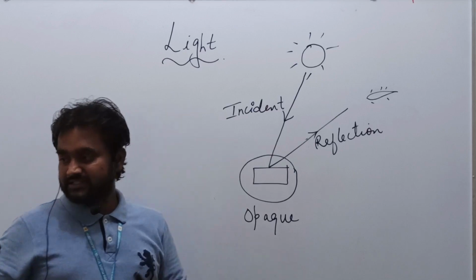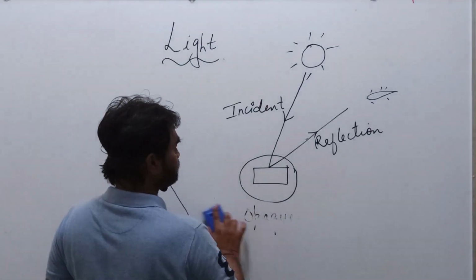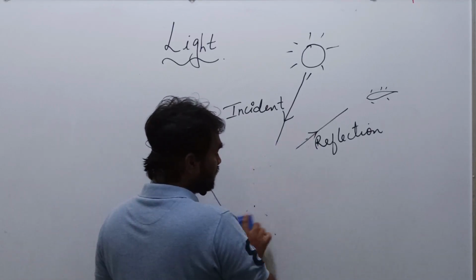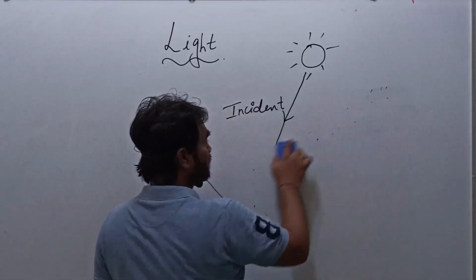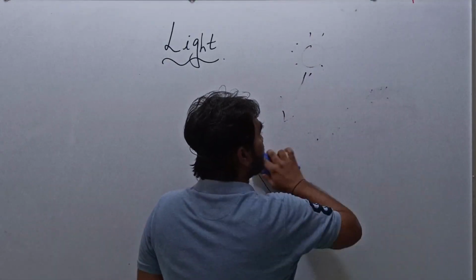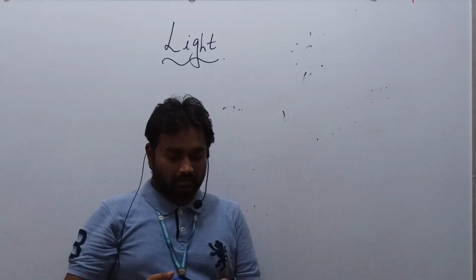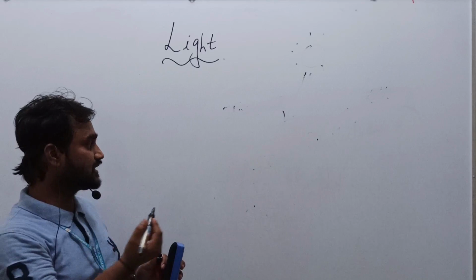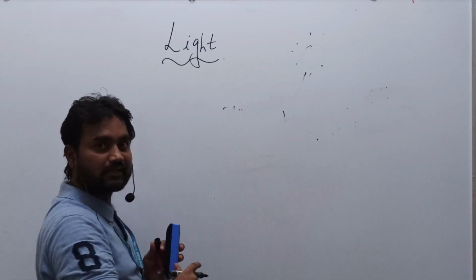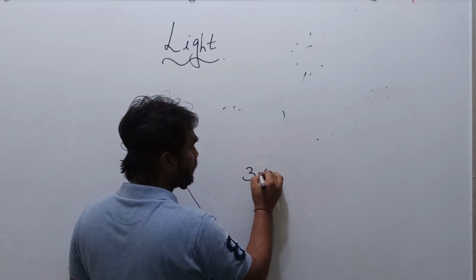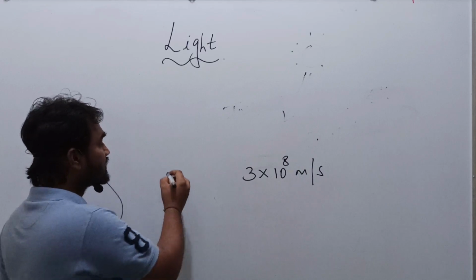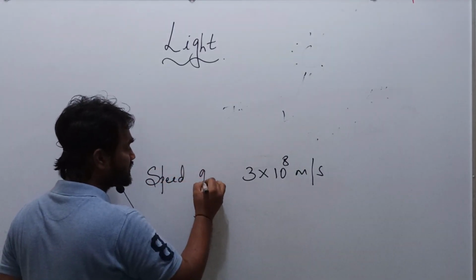Next, what are the characteristics of light? You know that light travels in a straight line, which property is called rectilinear propagation of light. So light always travels in a straight line. These are our basics that we'll be studying. And the speed of light, as we all know, is 3 lakh kilometers per second, or you can write it as 3 into 10 to the power of 8 meters per second. This is the speed of light.